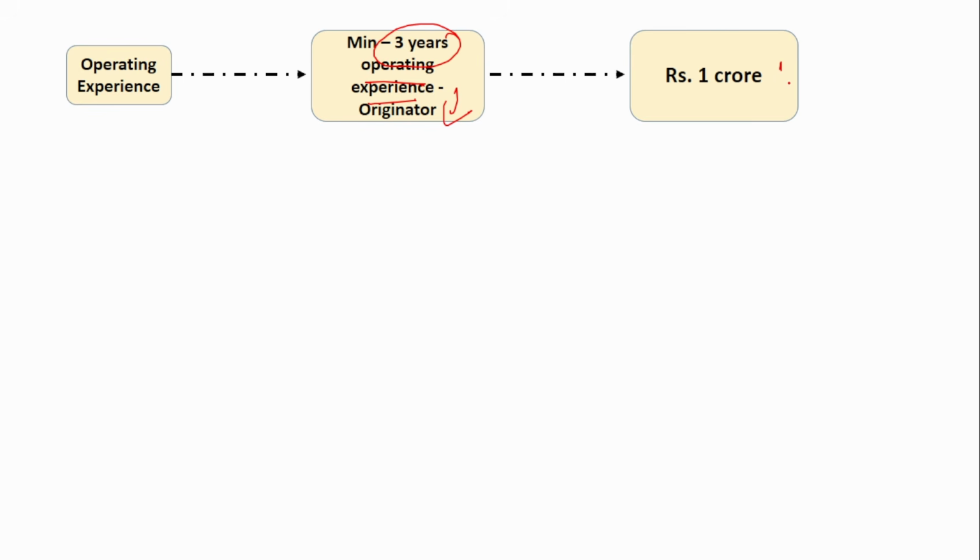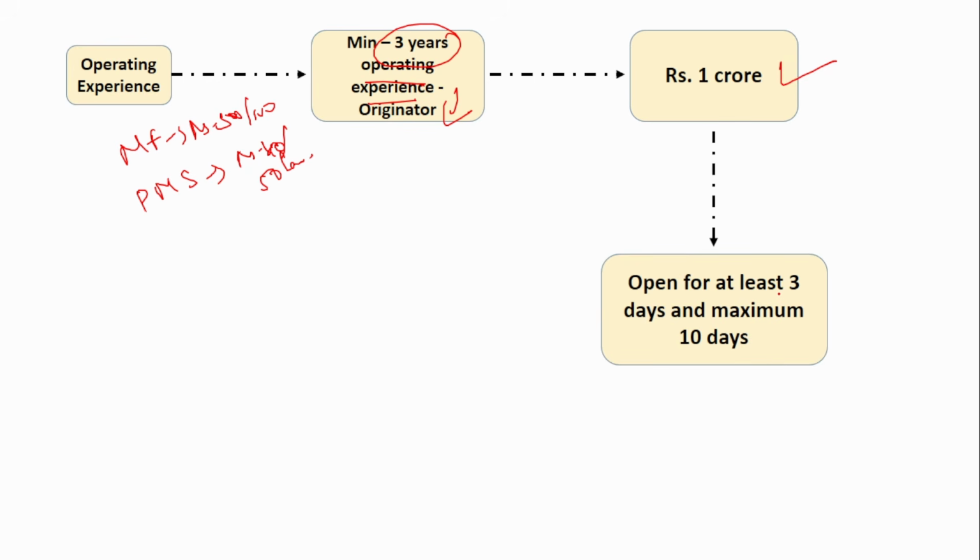Next is rupees 1 crore. This is the minimum investment. If you see mutual funds and all, the minimum investment is 500 or 100 rupees. In portfolio management services, PMS, the minimum investment is either 40 lakhs or 50 lakhs. Similarly, in securitized debt instruments, the minimum investment is 1 crore. The issue is open for at least 3 days and a maximum of 10 days, and within these days the investors can subscribe to these securities or bonds.